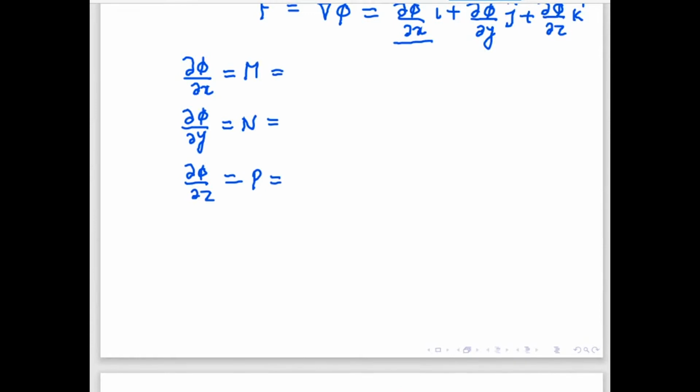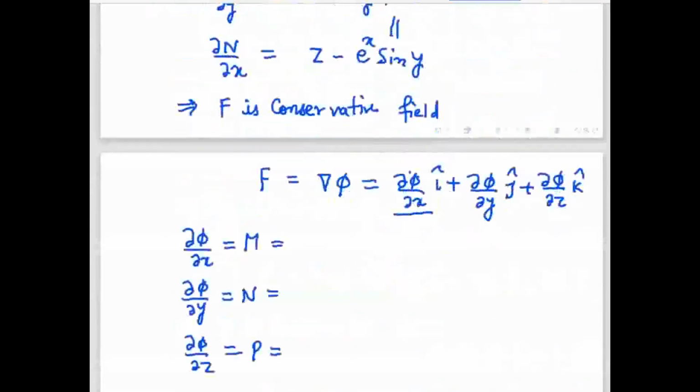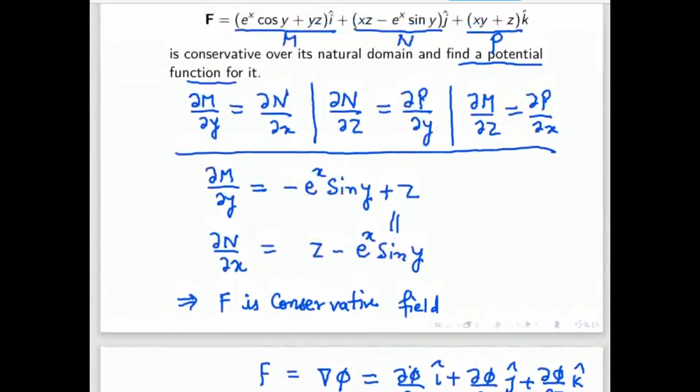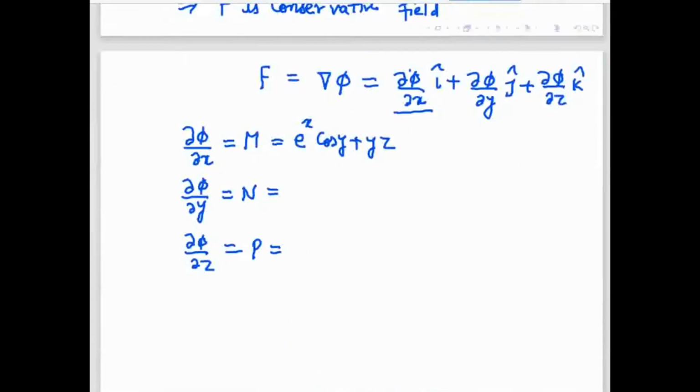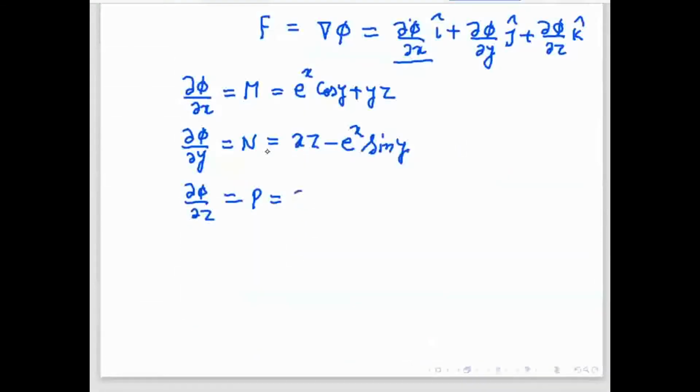So I will write M, N and P. M is this one, e to the power x cos y plus yz. This is the value of M. N is xz minus e to the power x sin y. And P is xy plus z. So from these three, we have to find the value of phi.